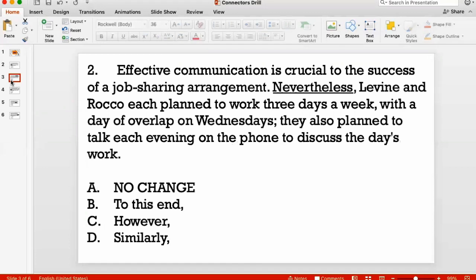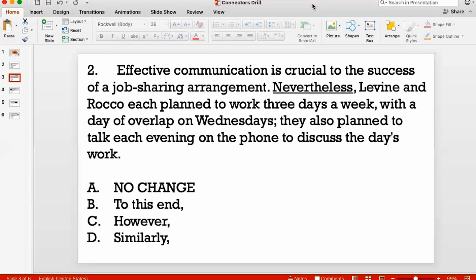The first line is saying that if you have a job sharing arrangement, which is to say that the same job, the same title, the same designation is shared by more than one person, then those people have to effectively communicate with each other for this arrangement to work. So effective communication is crucial for the success of any job sharing arrangement. And then the second line is kind of presenting or giving an example of how Levine and Rocco planned to effectively communicate, right? They planned to work 3 days a week and have a day of overlap so that they could discuss things on Wednesdays. They also decided to talk on the phone every day.